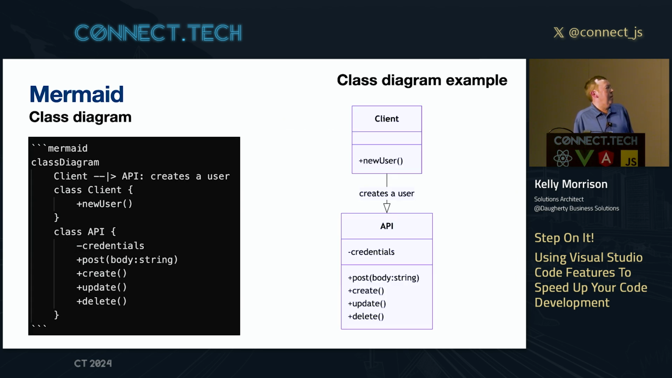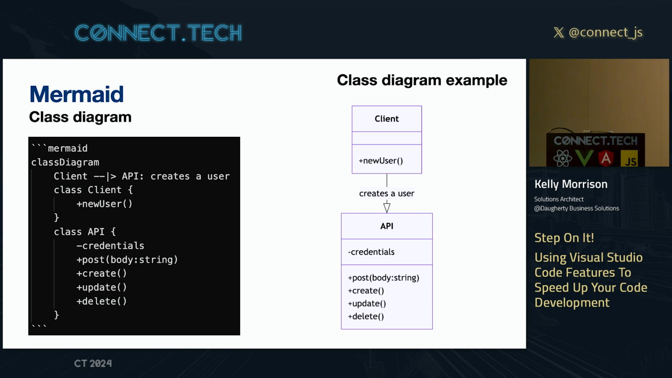The next one is a class diagram. It generates diagrams like this. And again, you create it by doing 3 backticks and mermaid, and typing in class diagram. Then you actually type in the classes. There are 2 parts to it: you can put functions and you can put instance variables. This class has an instance variable called credentials.